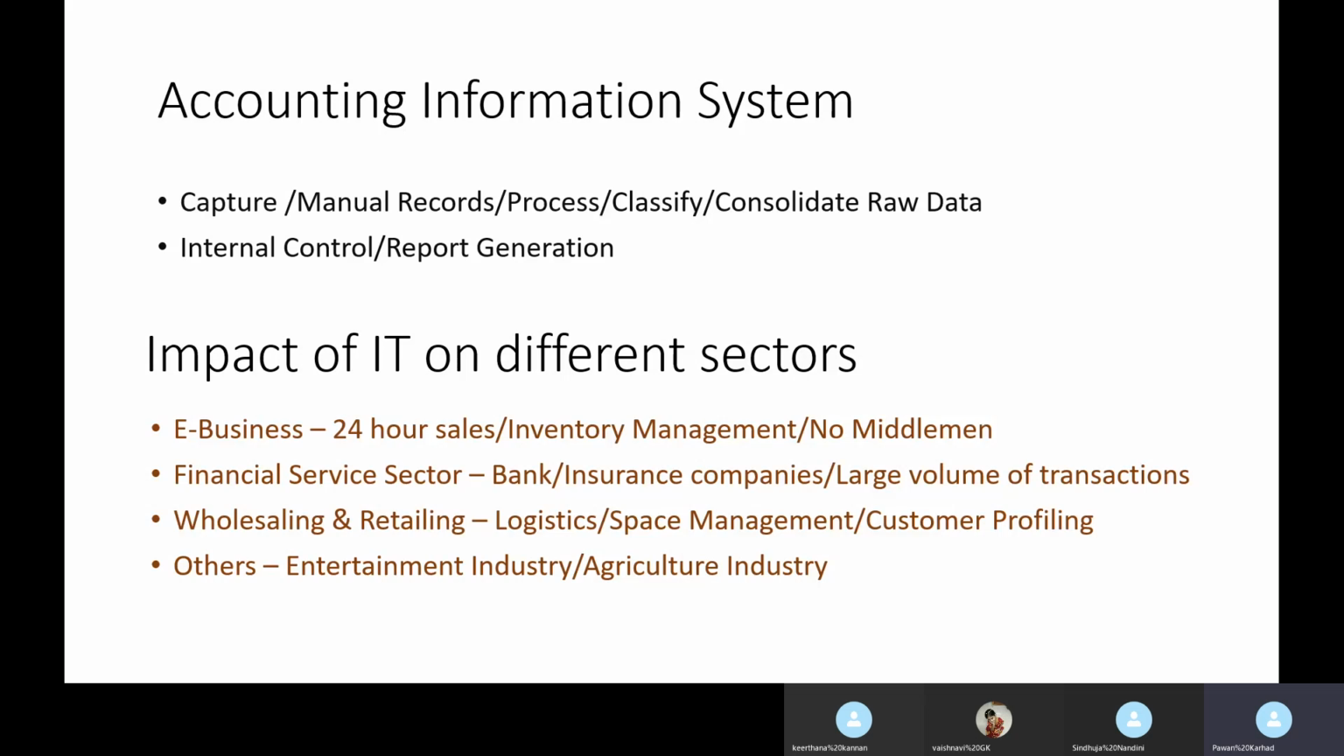For e-business, remember inventory management. For the financial service sector, remember insurance and banking companies. For wholesaling and retailing, remember logistics. And for others, remember entertainment industry and agriculture industry. This will be enough.